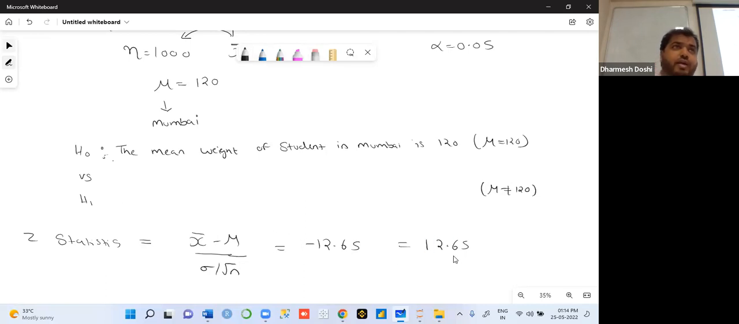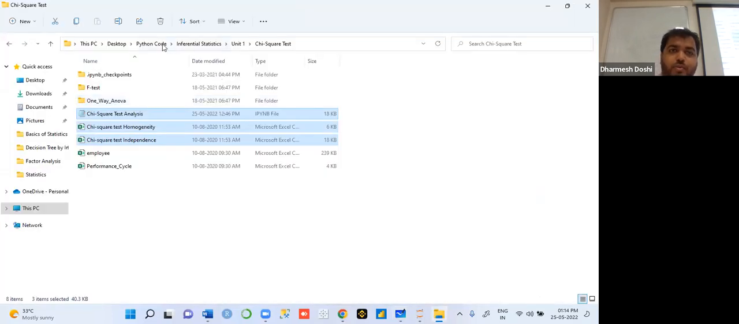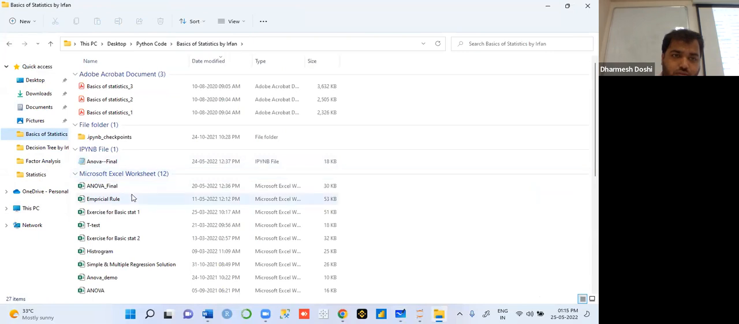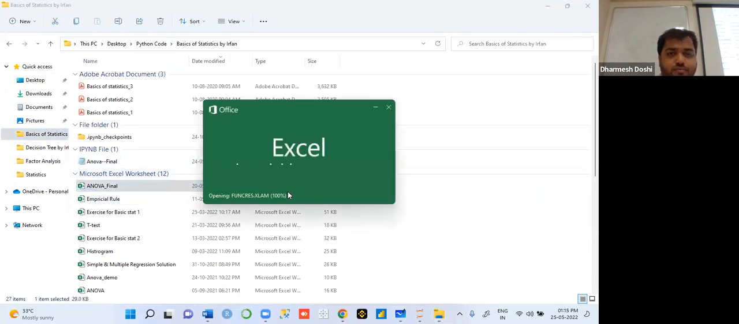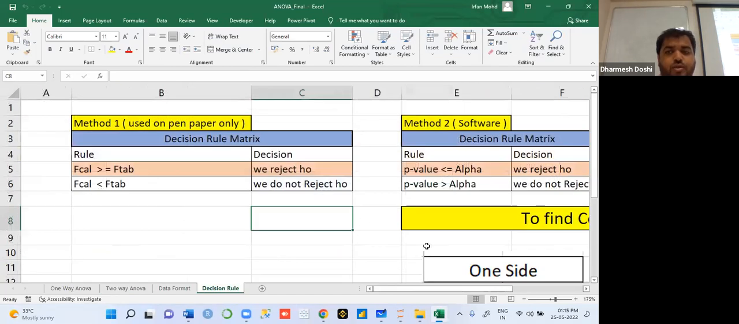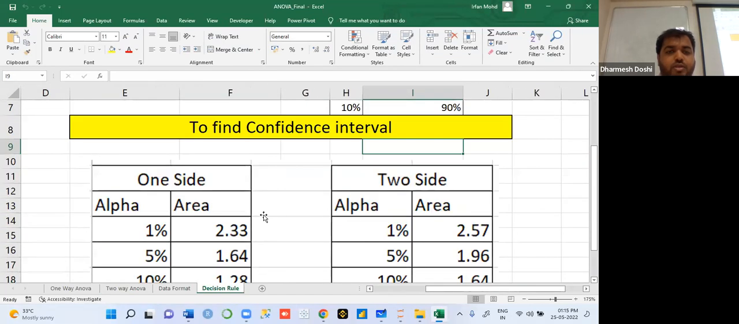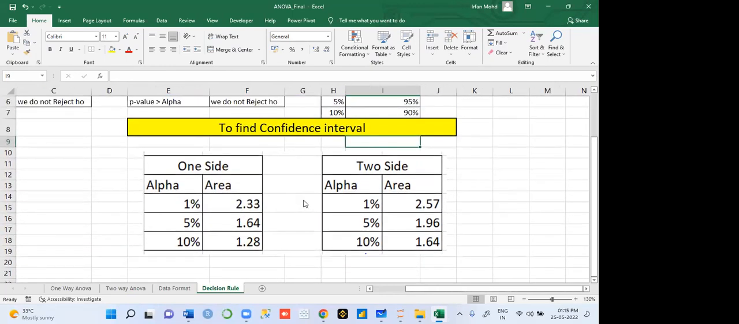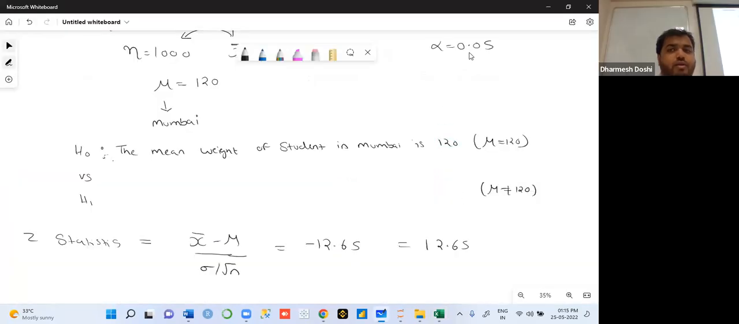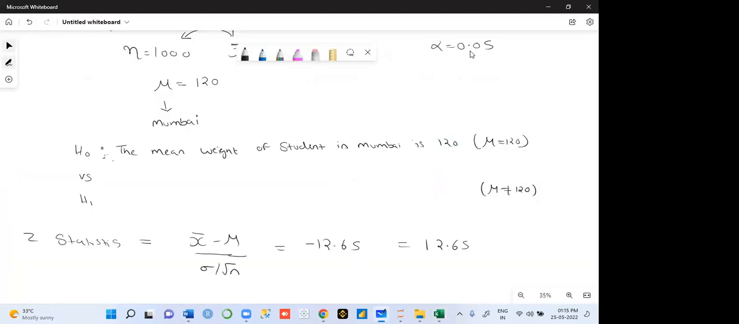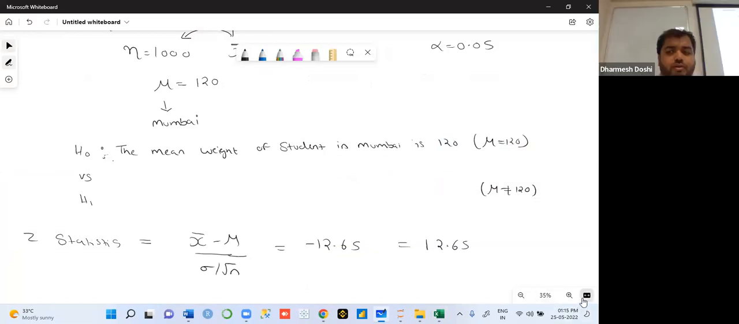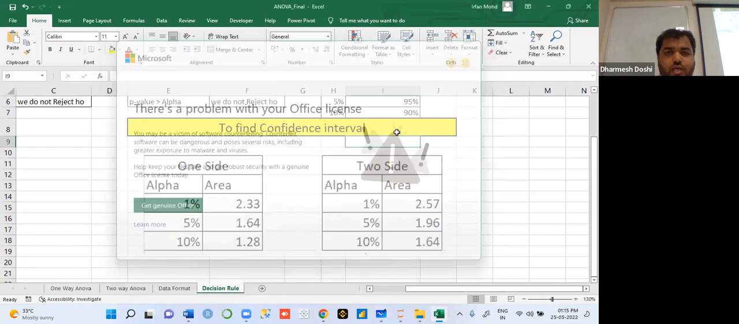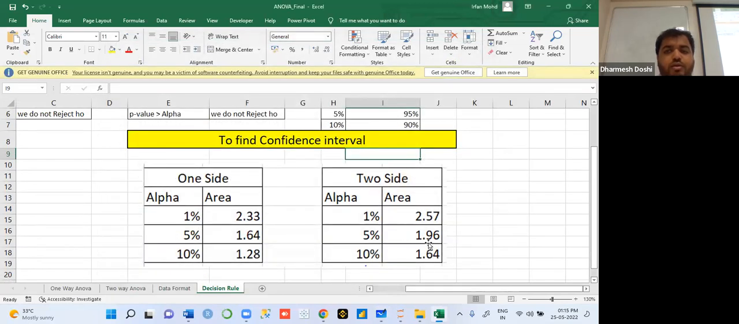This is 12.65. We get that value. Now, guys, if you remember, we require table value also. If you remember, guys, I made you draw one table. Just cross check you have written or not. This one. So here, guys, we have one tail or two tail? Two tail. What is alpha value? Alpha, how much we have taken? 5%. So can you look at over here, 5% two tail? What is the number?